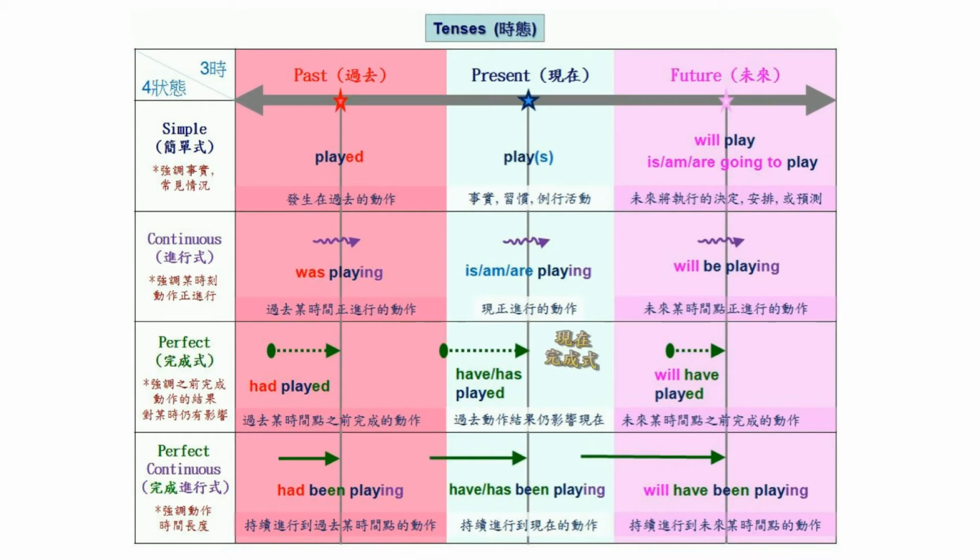The present perfect tense is used for events which happened in the past but whose results are felt in the present. It's formed using the auxiliary verb have or has, and then the past participle form of the main verb.